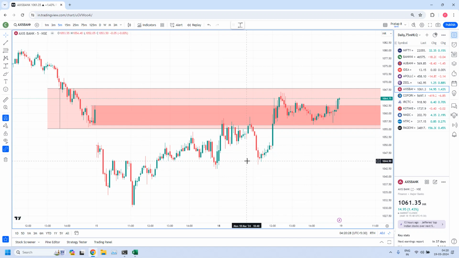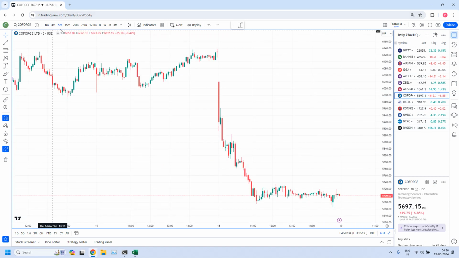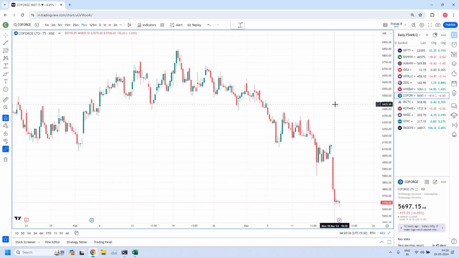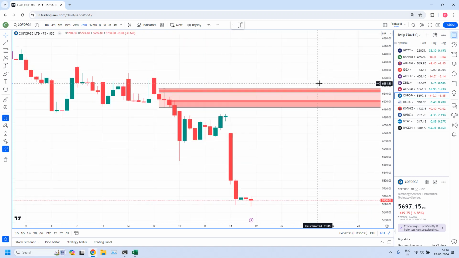So this is about Axis Bank, and next one is Coforge. This is also a 75-minute zone. This is the one we fine-tuned, but prices did not enter. And this zone is already tested, but still there is one more order flow created, so that's why I just drew it to check whether to accept the trade or not.